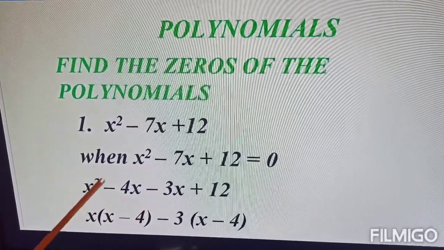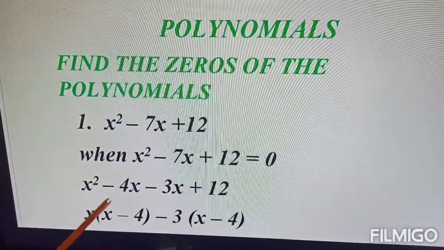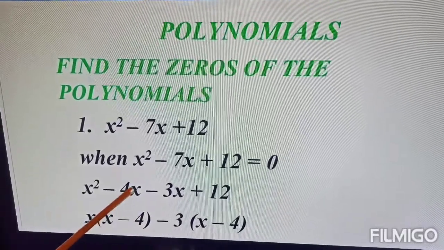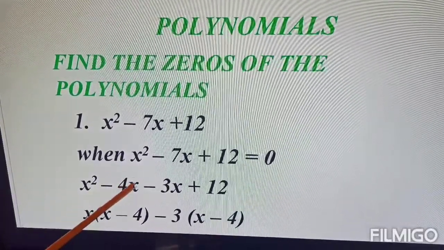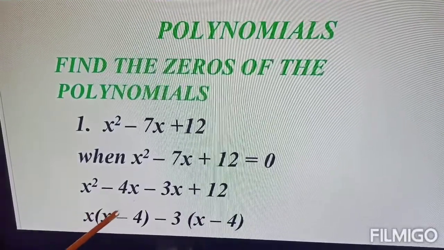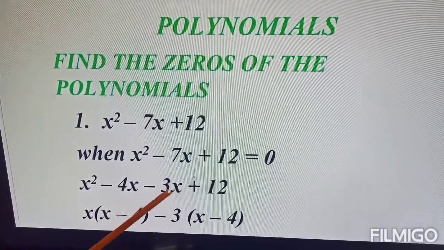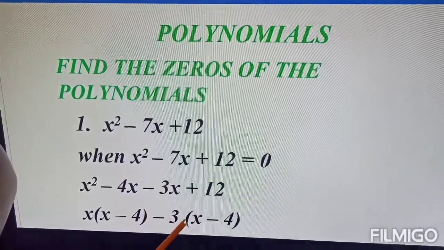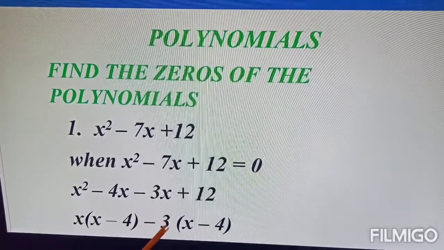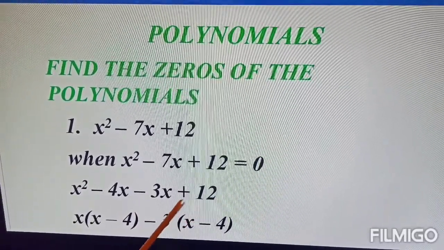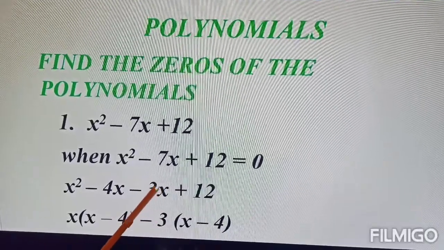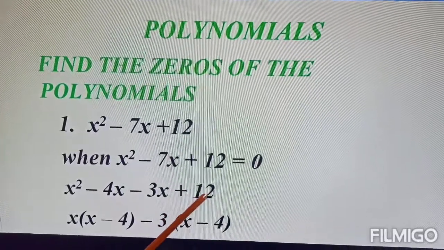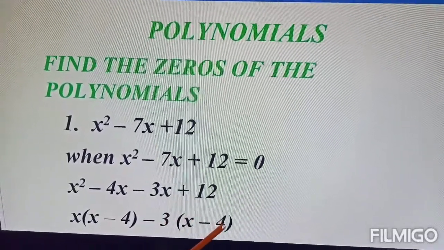X square means x into x. In that, 1x we took outside. 1x remains inside, and from minus 4x we take x outside, minus 4 remains. Then from these two, what is common? 3 is the common factor. Minus 3 we have to take as a common factor from these two terms. Then 3x divided by 3, x remains. Then 12 divided by 3 will get 4.